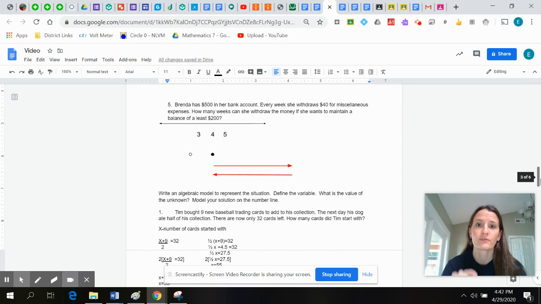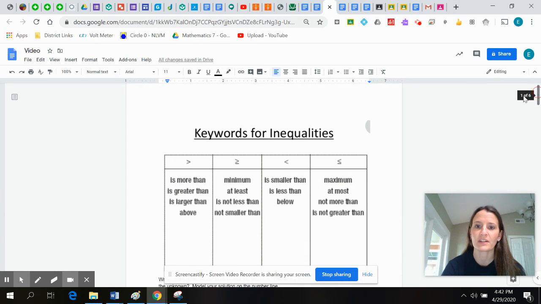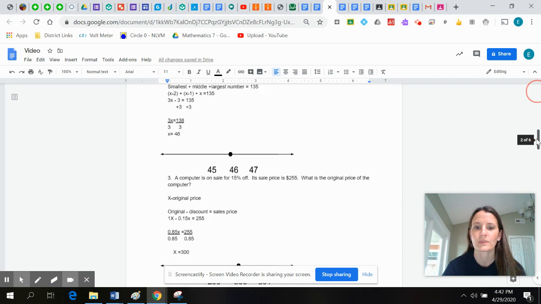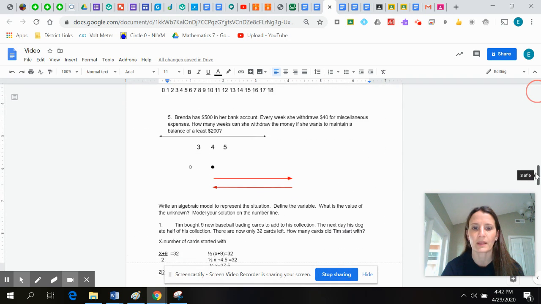That's the key phrase, at least. And if you look up at the top, I've provided a chart for you for keywords for inequalities. At least means greater than or equal to. So she needs more than $200 in her bank account.